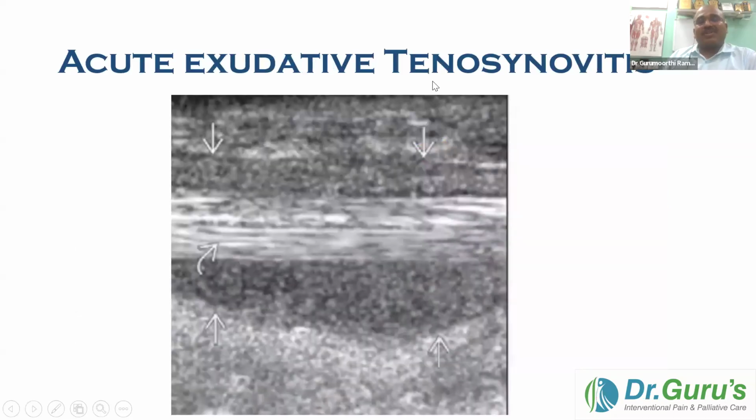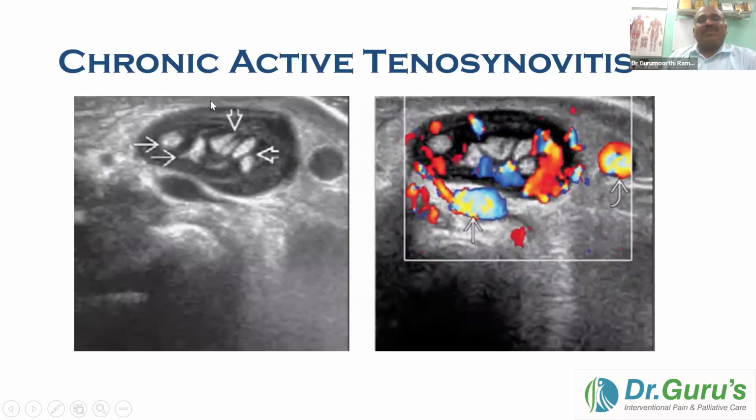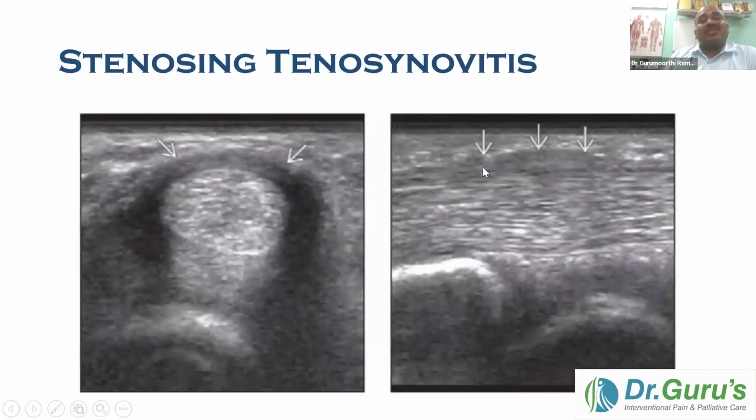In acute exudative tenosynovitis, the Doppler will be predominantly outside the sheath. When you put it in acute proliferative, the signals will be predominantly inside the sheath. When you are putting the Doppler in active synovitis, it will be predominantly inside the sheath and also inside the tendons. And finally, we have got stenosing tenosynovitis.